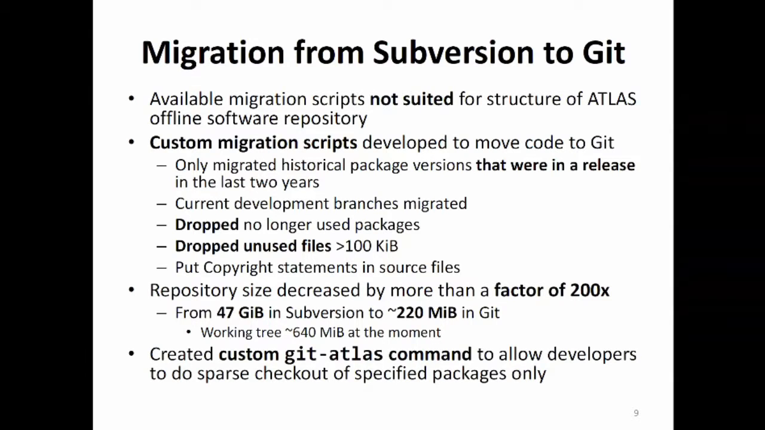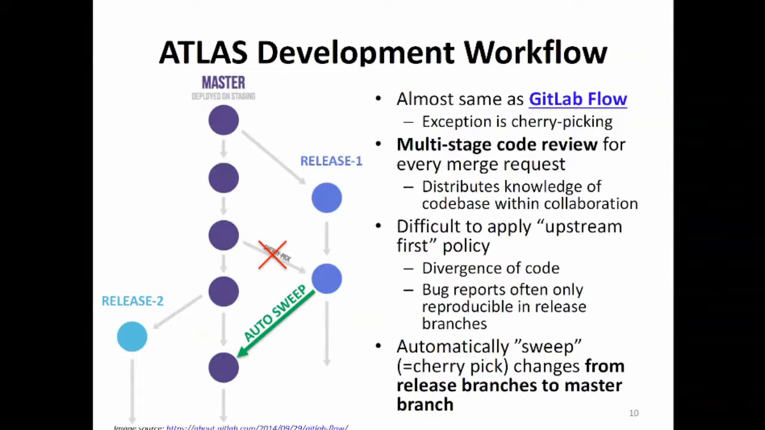And we also implemented a custom Git command that allows us to only check out specific packages from the Git repository. So developers can clone the entire repository and work on the entire code, or have the entire code there and only compile parts of the code. But if they don't have enough space on their disk or on their server, wherever they're working, they can also just check out specific packages with the custom Git Atlas command.